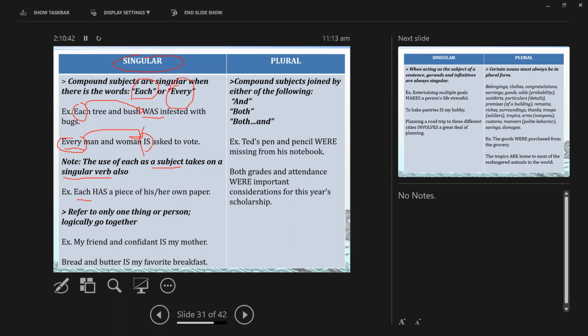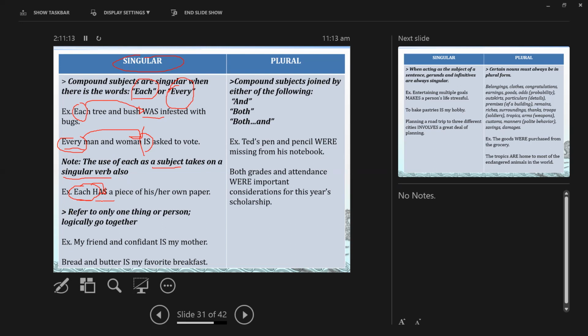Pero pwede rin namang walang student. Halimbawa, kanina pa tayo nag-uusap at alam mo namang students yung I'm pertaining to. So, you can just say each has a piece of his or her own paper. So, even though walang student, you use each, it's still considered as singular. Kaya ginamitan mo ng has, not have. Okay? Each student has a piece of his, her own paper.